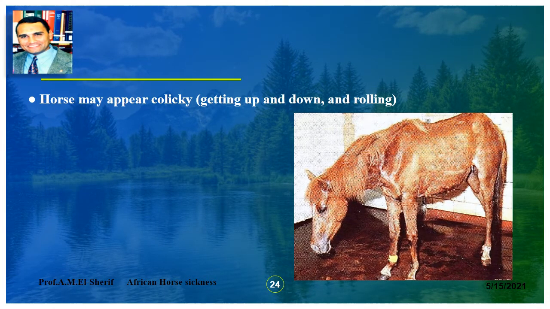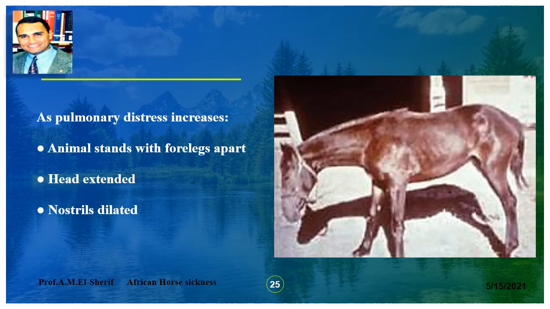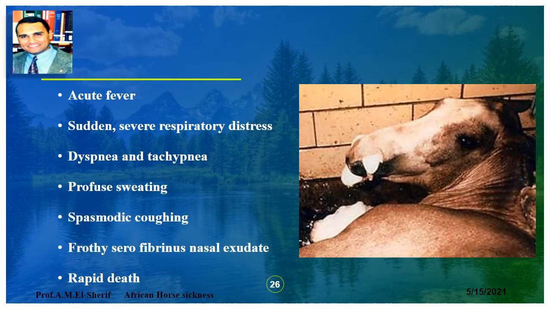An infected horse may appear colicky, getting up and down and rolling around, as in this picture. When pulmonary distress increases, the animal stands with four legs apart, head extended, with dilatation of nostrils. The common clinical signs of this form are acute fever, sudden and severe respiratory distress, dyspnea and tachypnea, profuse sweating, spasmodic coughing, and frothy serofibrinous nasal exudate noted from both nostrils, with rapid death of the affected horse.